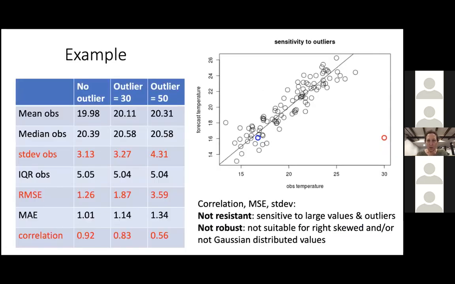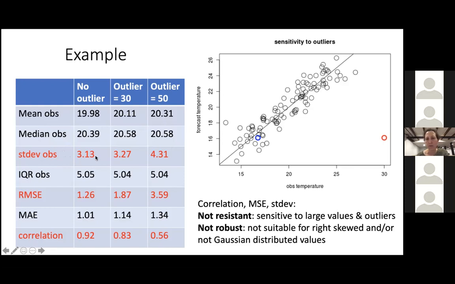So there is an example. I have some temperatures here, and in the table you see the various summary statistics that I computed from these samples. The first column is with no outliers. The next is with an outlier equal to 30, this is the observed value. So essentially I replaced the value in blue with the value in red. And then I did another column where the value in red is not 30, but 50. I pushed it even further. So you can see how this affects the statistics.